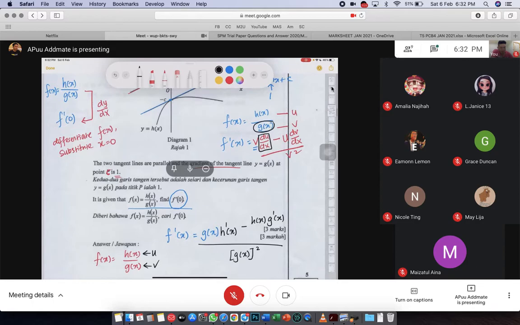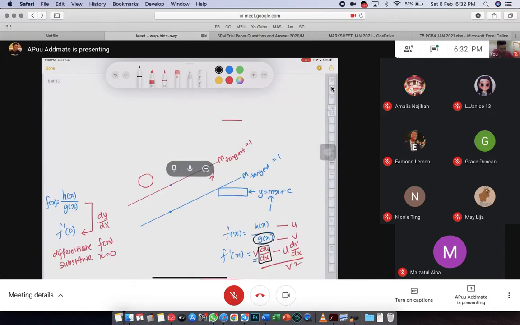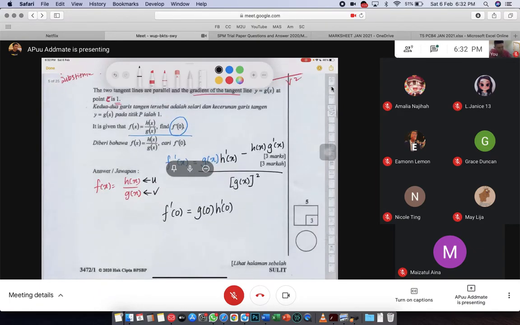Sekiranya cikgu nak cari f prime 0. Kalau nak cari f prime 0 kan, maksudnya kamu kena gantikan G0 kan? X tu semua jadi kosong. Lepas tu H prime 0. And then minus, sorry. Okay, and then minus H0 G prime 0 over G0 square. Macam tu lah. Okay.